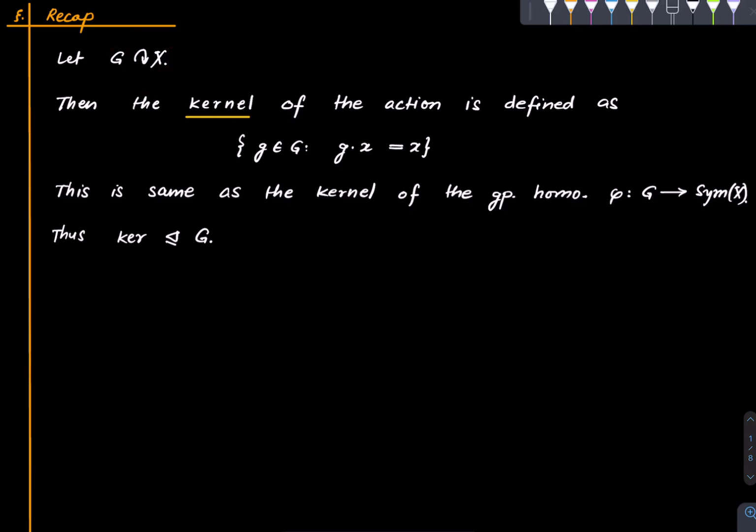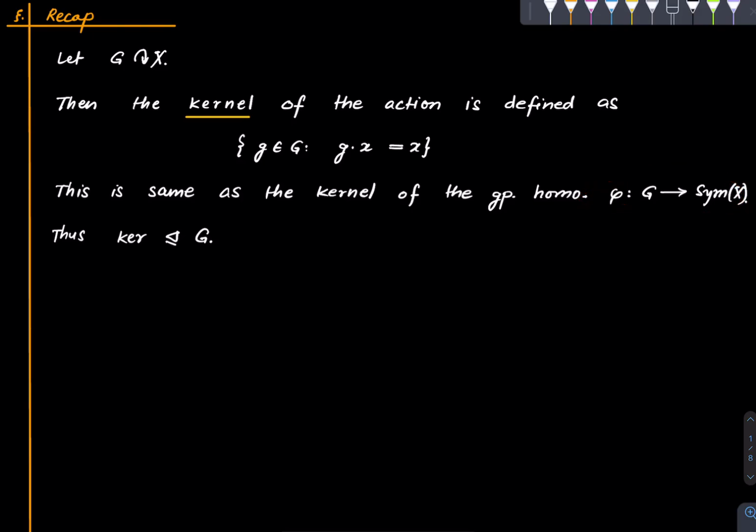So we defined action in two ways. One definition of action was you take a group and take a group homomorphism into the symmetric group of a set, and that is the notion of G acting on X. And there was this other notion. So first we recalled the definition of kernel with respect to the other notion, but it is same as the kernel of a group homomorphism.